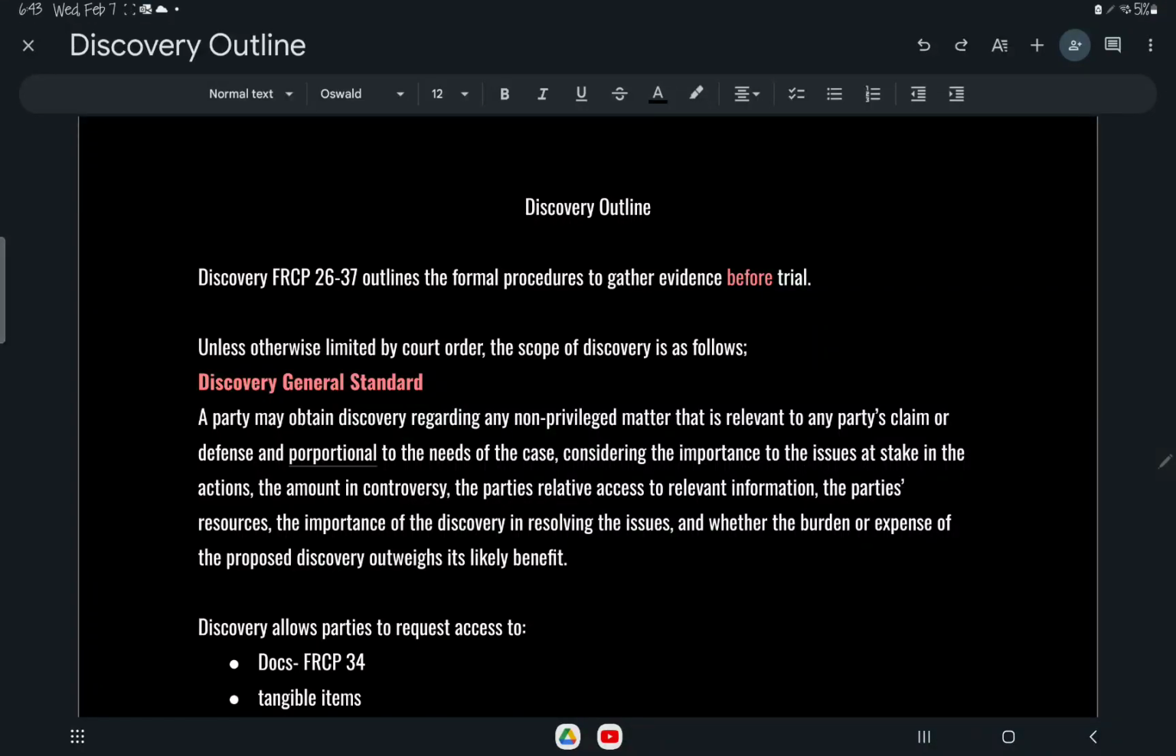Discovery, FRCP 26-37, outlines the formal procedures to gather evidence before trial. Unless otherwise limited by court order, the scope of discovery is as follows. This is the Discovery General Standard.